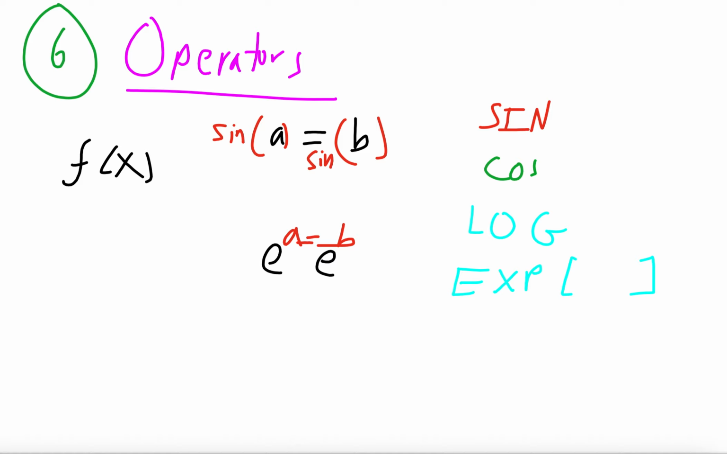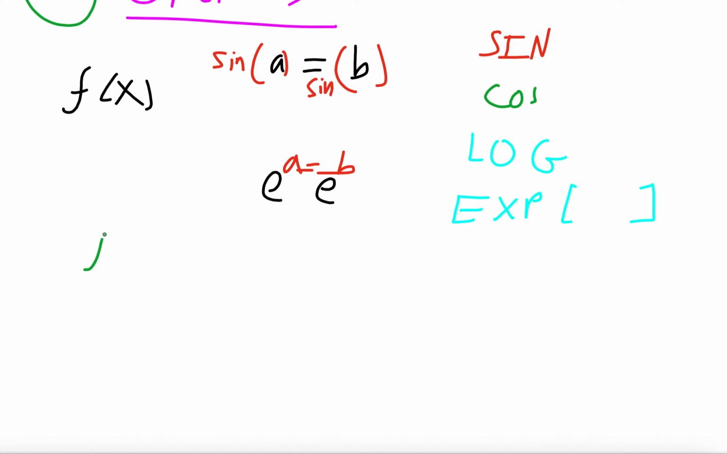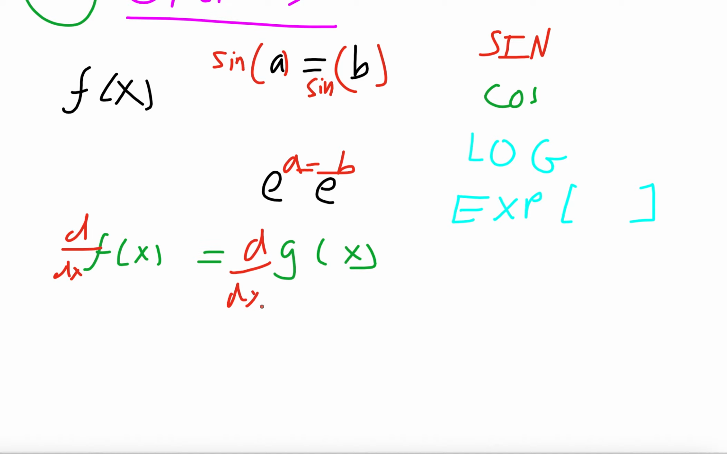But what else can be seen as an operator? Well, if f of x is equal to g of x, then isn't it logical that the derivative with respect to x of f of x should be equal to the derivative with respect to x of g of x?